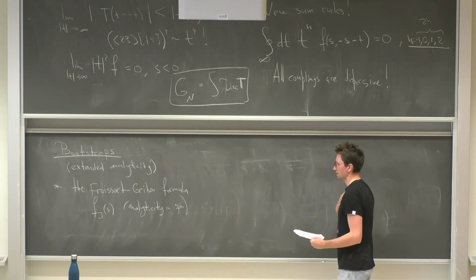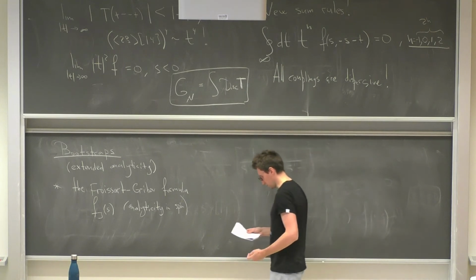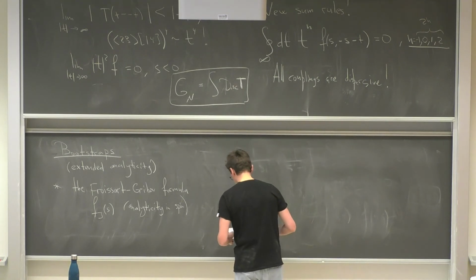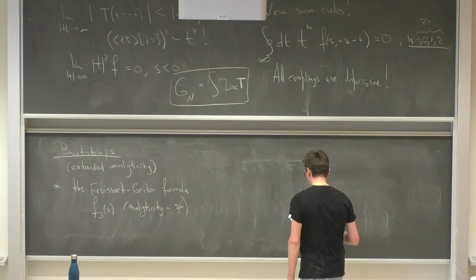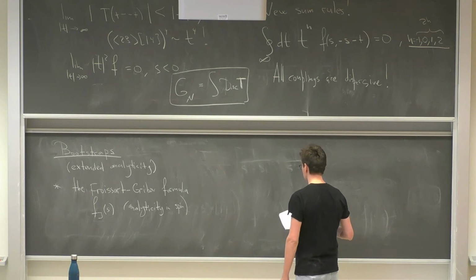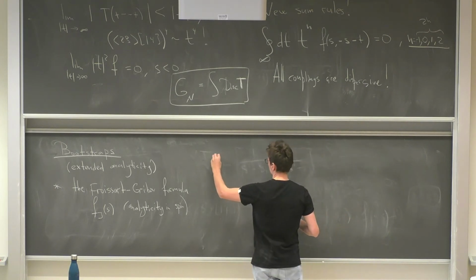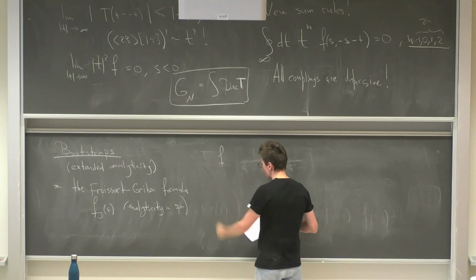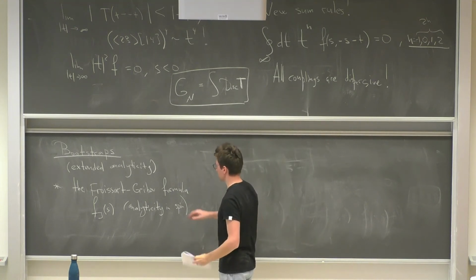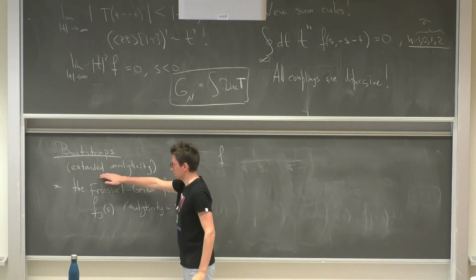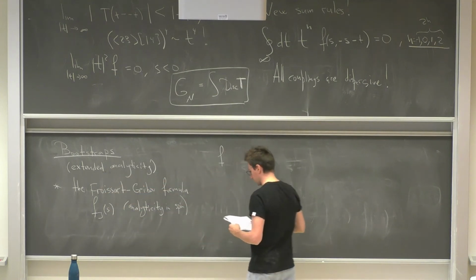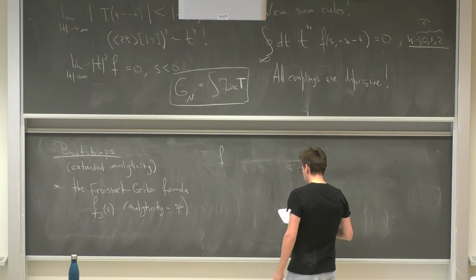To derive it, it's very easy. It's again a similar type of thing, similar to the dispersion relations. Importantly, the Froissart-Gribov formula uses extended analyticity, beyond what has been proven from the axioms. So let me quickly sketch the derivation.